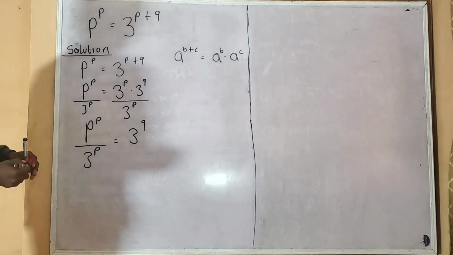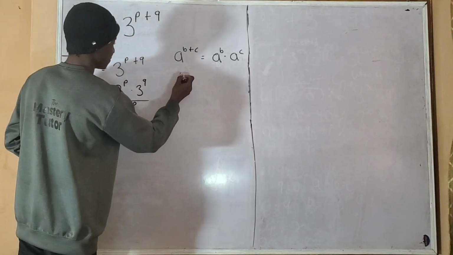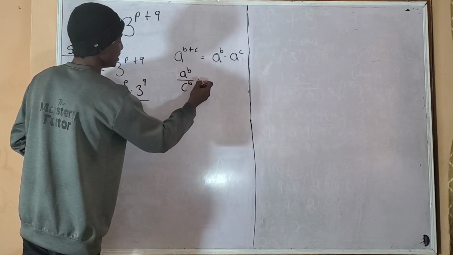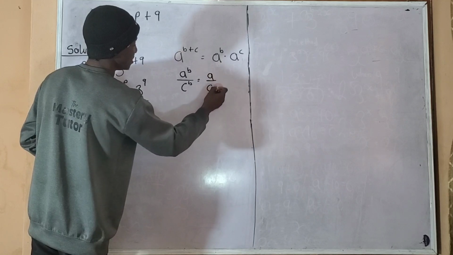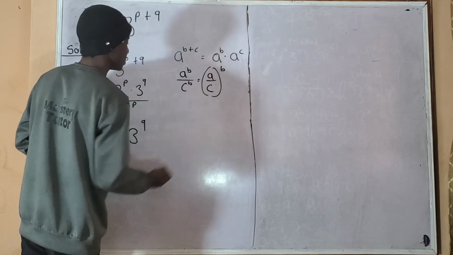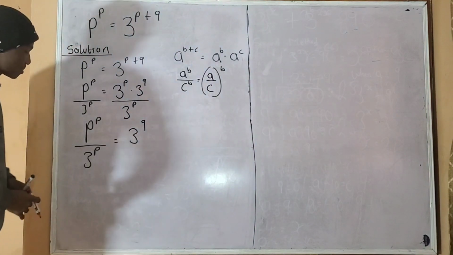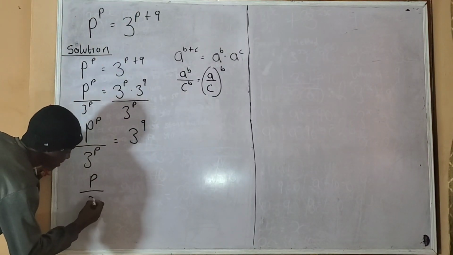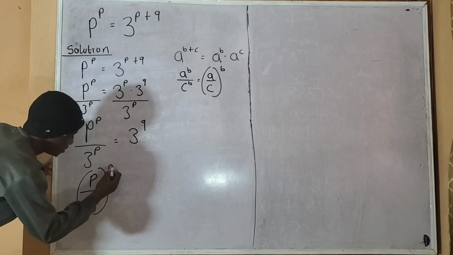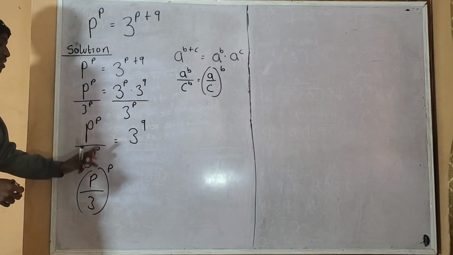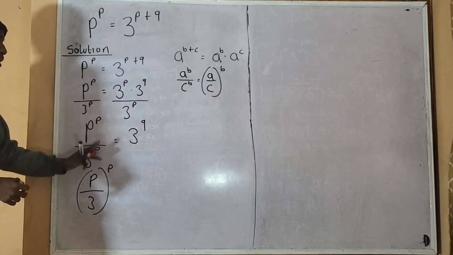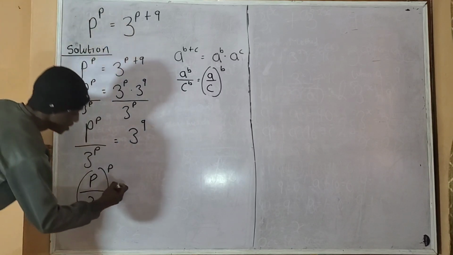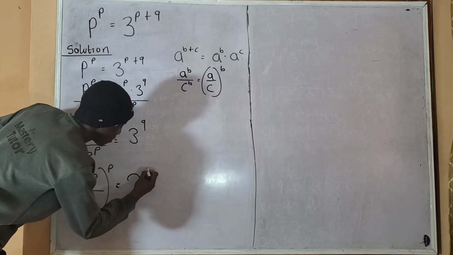Are you following? Now, do not forget that if you have a raised to the power of b divided by c raised to the power of b, this can be written as a over c raised to the power of b, right? So I'm going to make use of this law. I'm going to apply it here. Okay, so for this, I'm going to have p over 3 raised to the power of p. Do you know why? Because p is common to both powers, the numerator and the denominator of this fraction. So this will be equal to 3 raised to the power of 9.